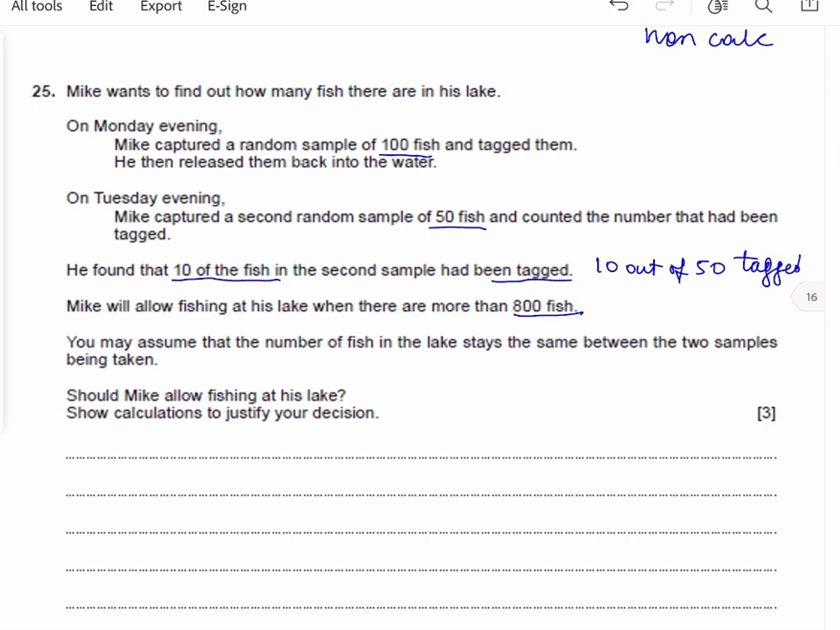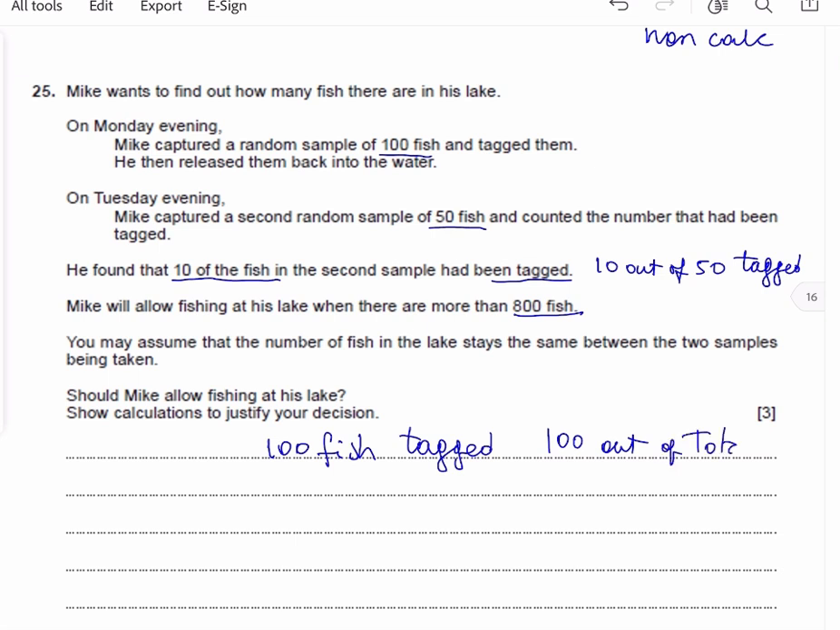Mike will allow fishing at his lake when there are more than 800 fish. So you may assume that the number of fish in the lake stays the same between the 2 samples taken. Should Mike allow fishing in the lake? So you might think how a sample of 10 fish, 50 fish can help him to find the total, but you can. This approach is used in statistics a lot. So whatever percentage you get out of a small sample, we can apply for the whole total. So let's have a look then.